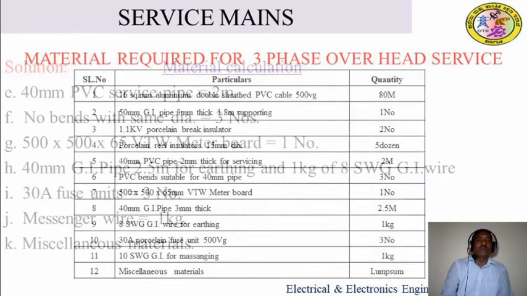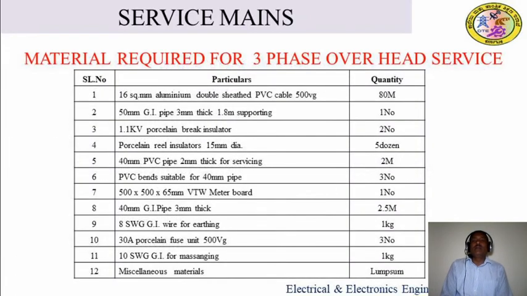Next, I go to the material record, also called the schedule of material. What we have calculated in the material calculation, those materials we have to list one by one with their specification and corresponding quantity. So I have made 3 columns: serial number, particular, quantity.